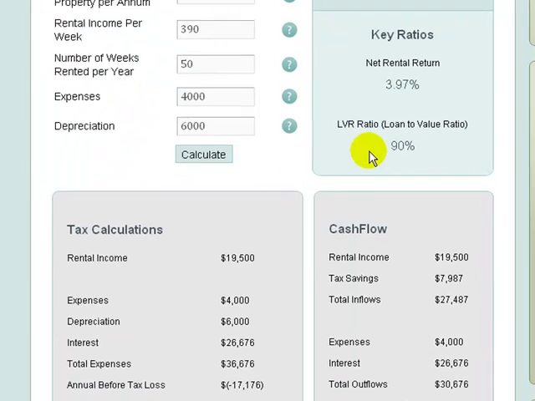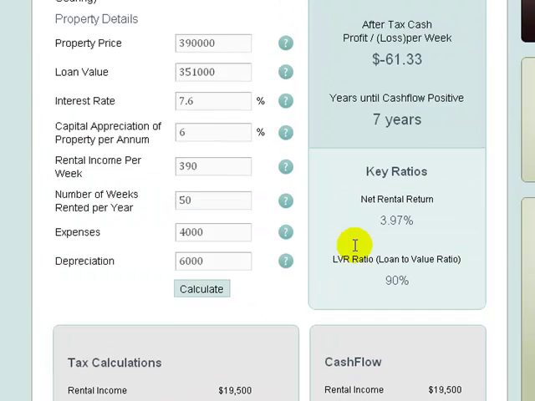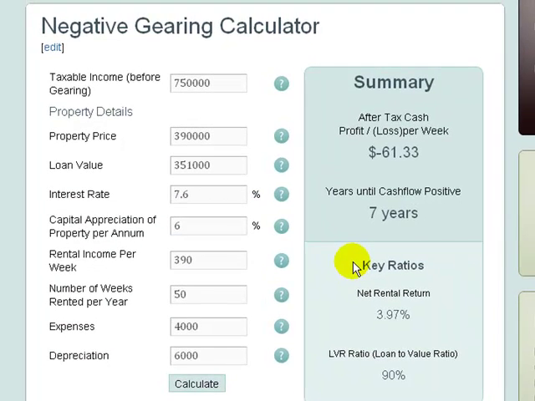So that's about it. Further down, we can see some exact calculations, but we just kept those there so you can see how the calculations are made.